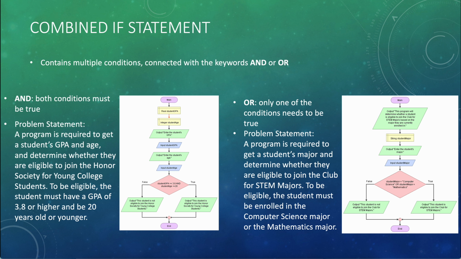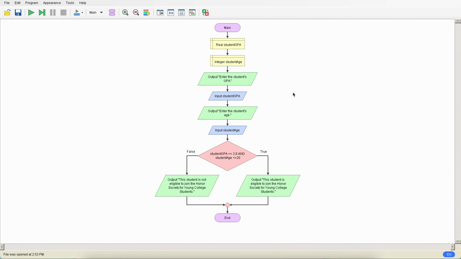In this case, we have a program that is required to get a student's GPA and age and determine whether they are eligible to join the Honor Society for Young College Students. To be eligible, the student must have a GPA of 3.8 or higher and be 20 years old or younger. So let's look at this example in Flowgorithm.